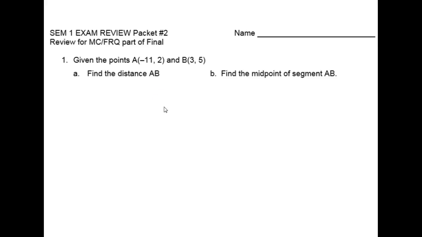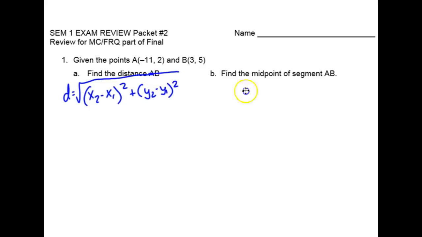So first couple of questions here. You do have to know your formulas for both distance and midpoint, so keep that in mind. As far as studying goes, you do need to memorize this one. So the official formula for distance is x2 minus x1 quantity squared plus y2 minus y1 quantity squared, and then taking the square root of that.